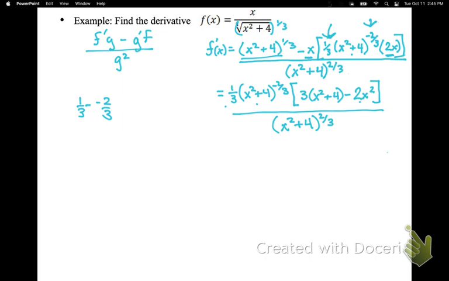Okay, so what comes in the denominator? 3, right? And then we'll have all this to the 2/3. So the 2/3 and 2/3 is what? 4/3. And then my numerator would be 3x squared plus 12. So that, I think, would just be x squared plus 12.